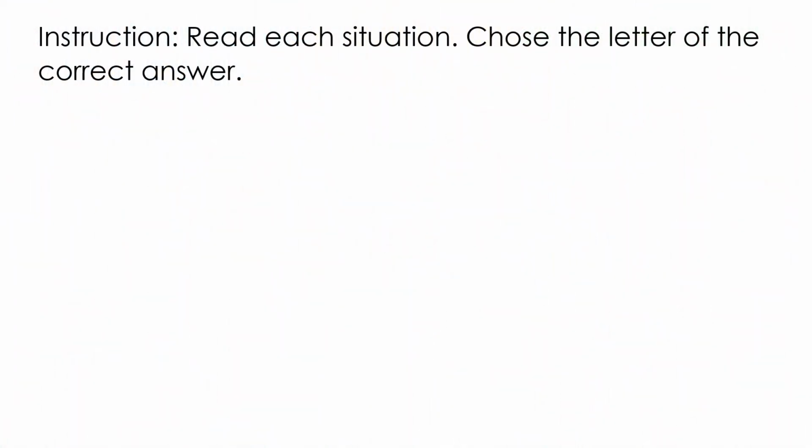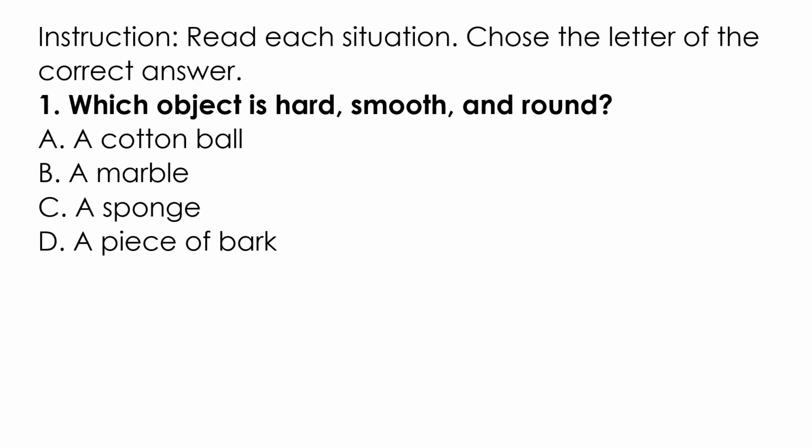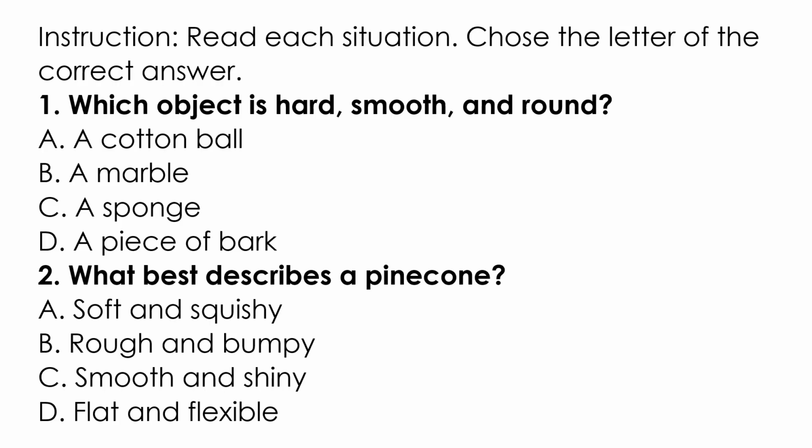Now, let's answer. Instruction: Read each situation. Choose the letter of the correct answer. 1. Which object is hard, smooth, and round? A, a cotton ball. B, a marble. C, a sponge. D, a piece of bark. 2. What best describes a pine cone? A, soft and squishy. B, rough and bumpy. C, smooth and shiny. D, flat and flexible.